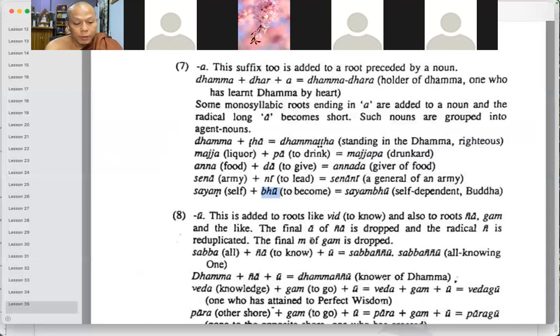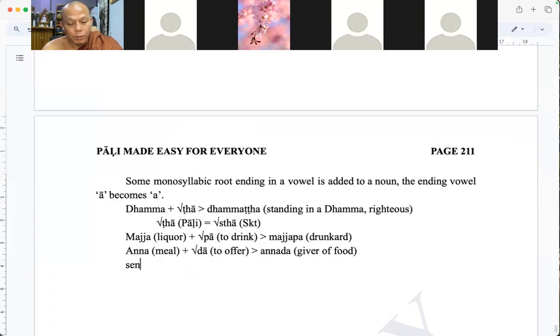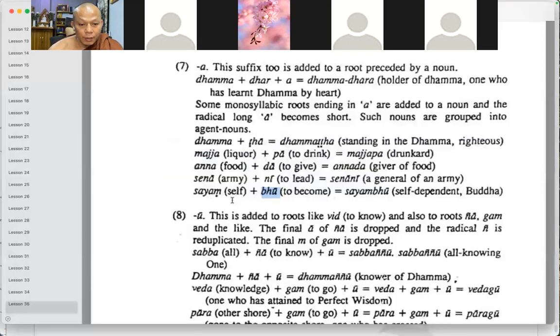And then Sena. Sena means army. And then root nī is to lead. So we have Senāni, that means general of the army. So in this way, Senāni. At the very beginning, we learned this word already, but now we see its formation in this way.